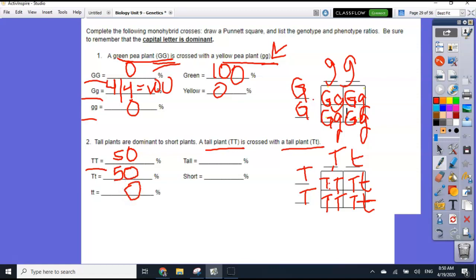Now let's take a look. What percentage are going to be tall? What percentage have a capital letter? Because remember, if they have a capital letter, they're going to be tall because capital is dominant. 100% are going to be tall because all of them have a capital letter. 0 are going to be short.